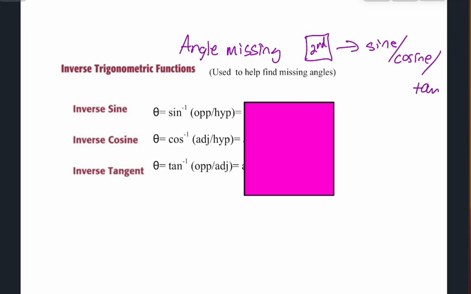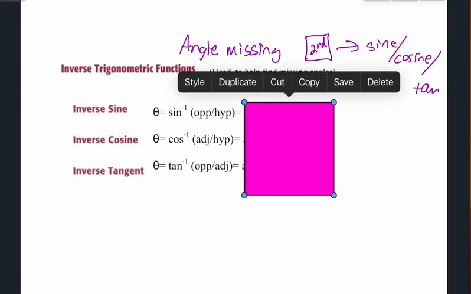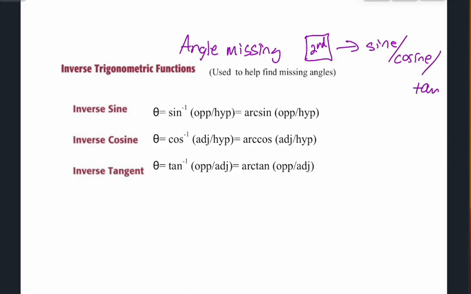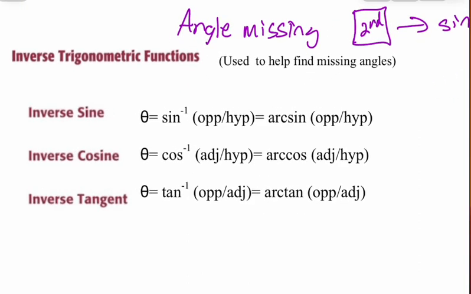Some older textbooks, some European textbooks, if you go online, depending on where the person is from, you might also see the little arc in front of the word sine, cosine, and tangent. So it just says arc: arc sine, arc cosine, arc tangent. That is just another way of saying I am looking for the angle. Think of an arc. It's an angle, you know. So anyway, those are just notations.